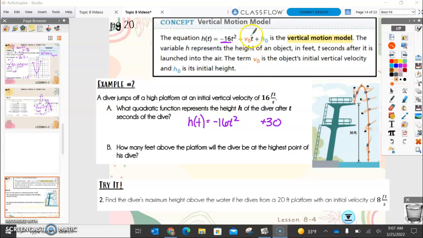The last piece that we need is his initial velocity, at what rate he jumped off the board. And it tells us his initial vertical velocity is 16 feet per second. So this time we actually have two 16s in our equation, and that's all we need.